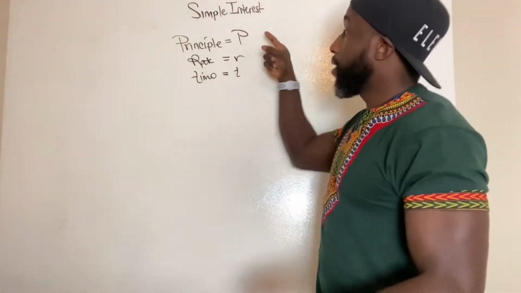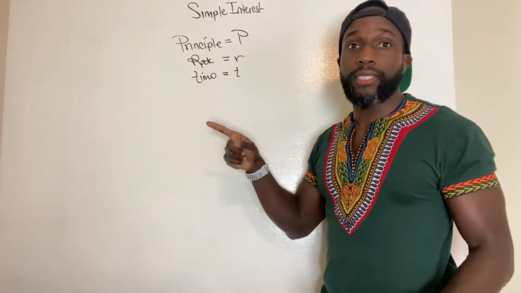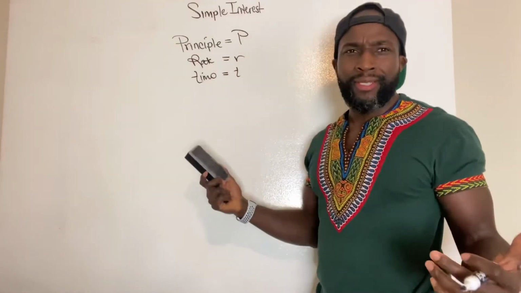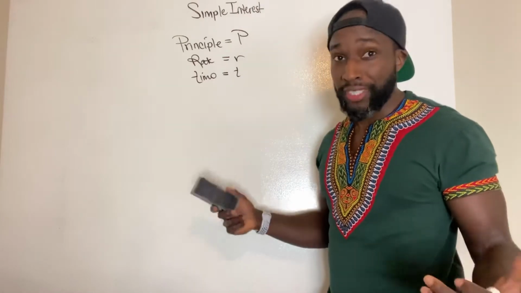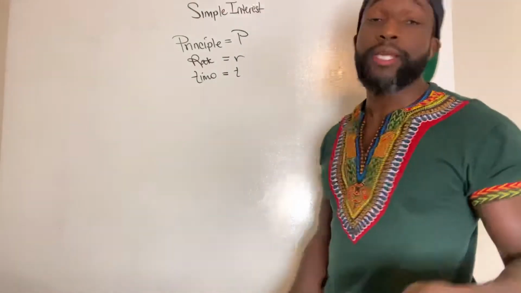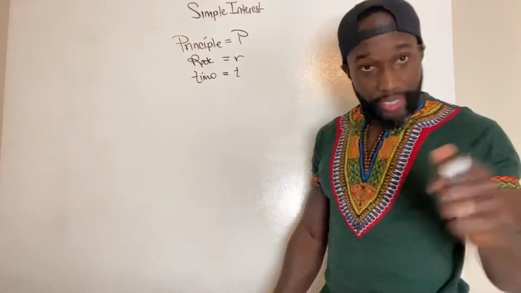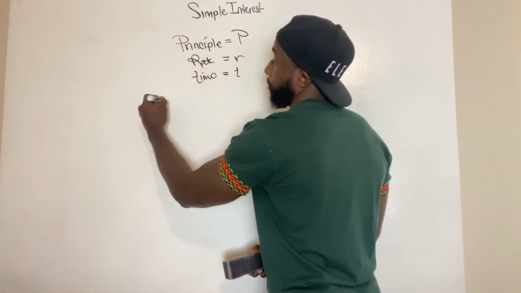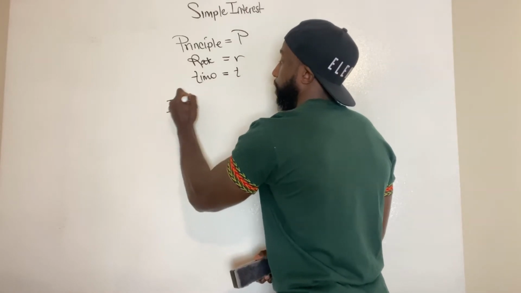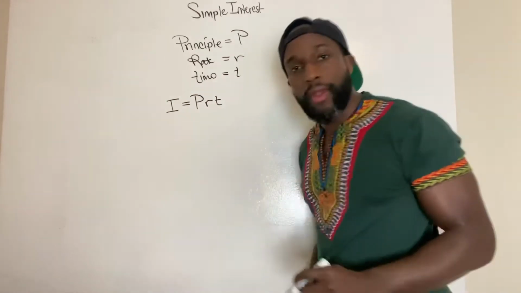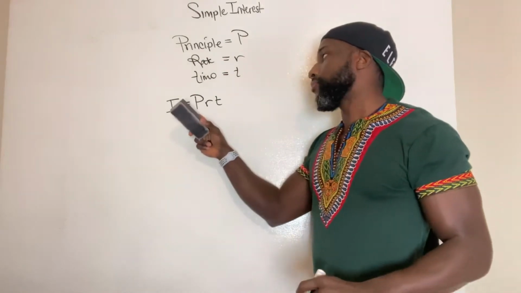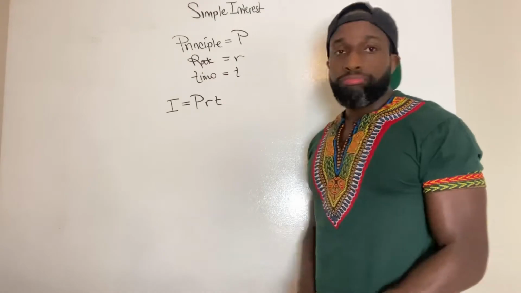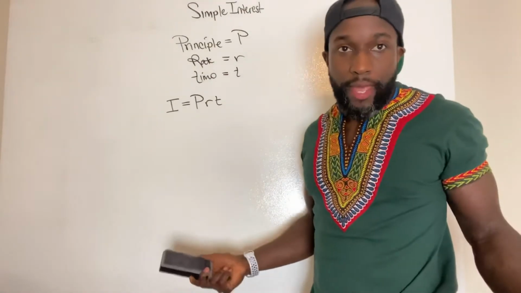These are the basic letters or symbols that you use in calculating simple interest. Now that you have these, what you need is your formula. The formula for simple interest is I equals PRT: interest equals principal times rate times time. So without further ado, let's do some math.